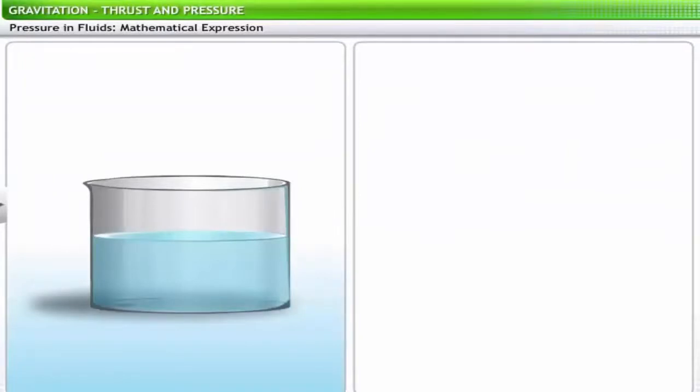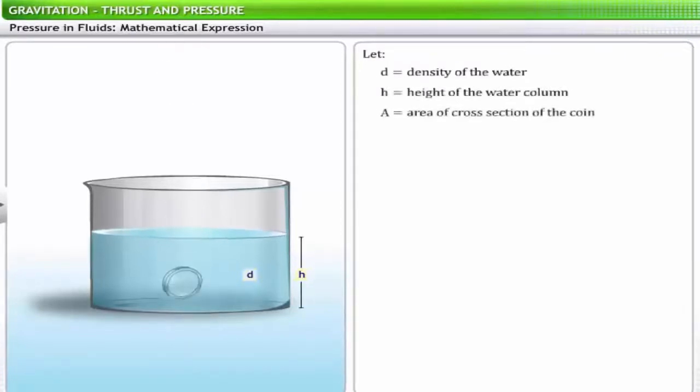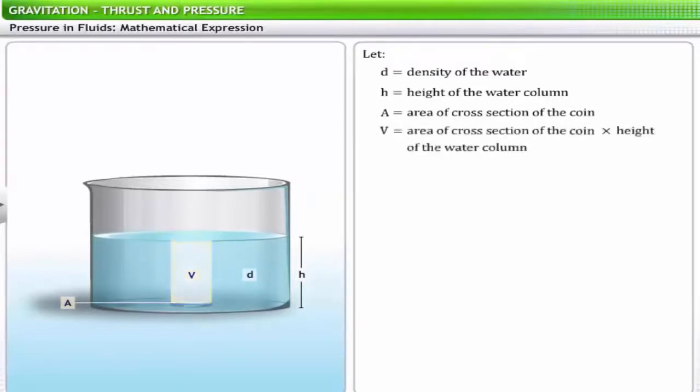To derive an expression for pressure in fluids, let's consider a beaker filled with a fluid, say water, of density D, to a height h. Drop a coin with the area of cross-section A into the beaker. The volume of the water column above the coin, V, is equal to area of cross-section of the coin multiplied by the height of the water column. This gives us equation 1. Volume V is equal to A multiplied by h.